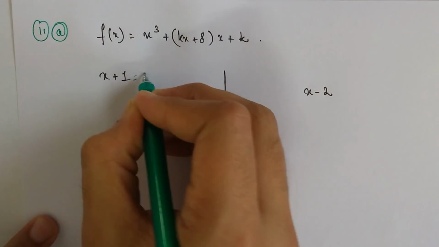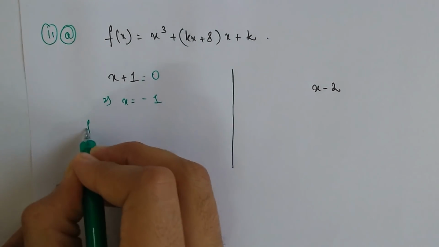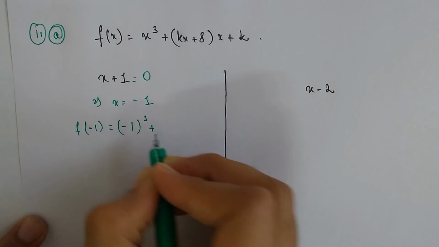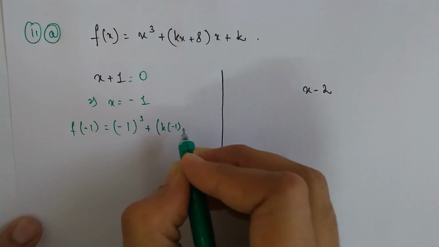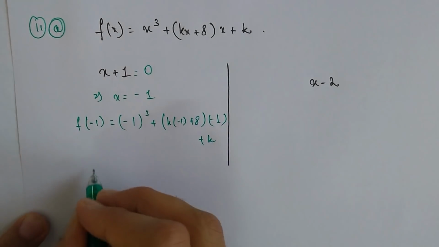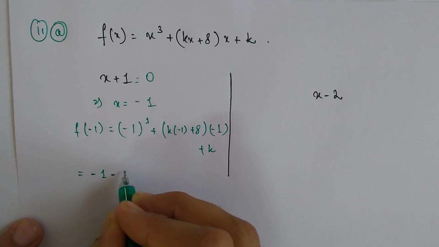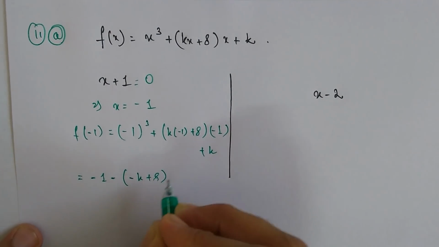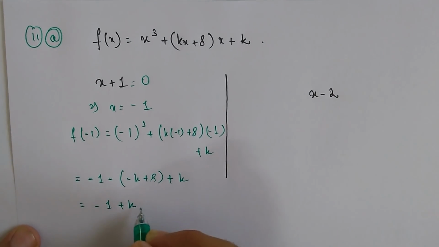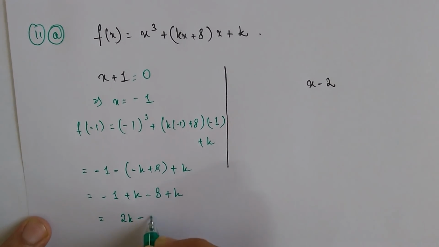So x plus 1 is equal to 0. Therefore x is equal to minus 1. So we put the value of minus 1 in the polynomial and we will get minus 1 cube plus k into minus 1 plus 8 into minus 1 plus k. So what do we get? Minus 1 cubed is minus 1 minus k plus 8 plus k. So what do we get? Minus 1 plus k minus 8 plus k. So ultimately we get 2k minus 9.